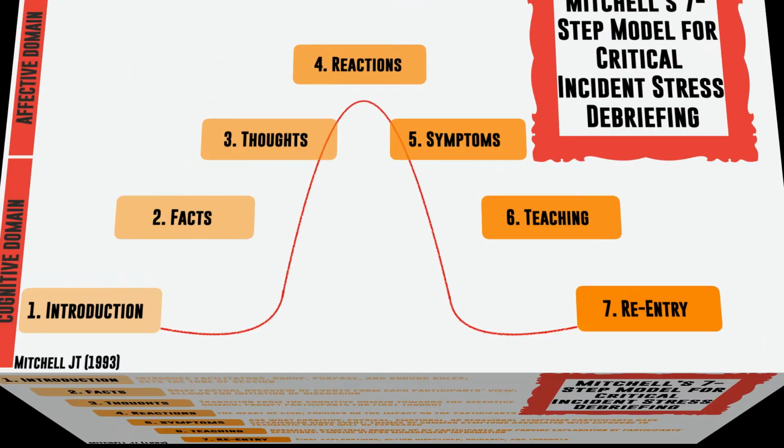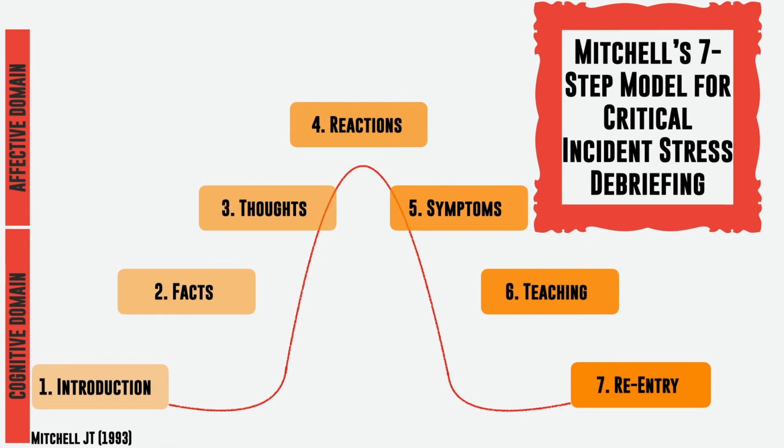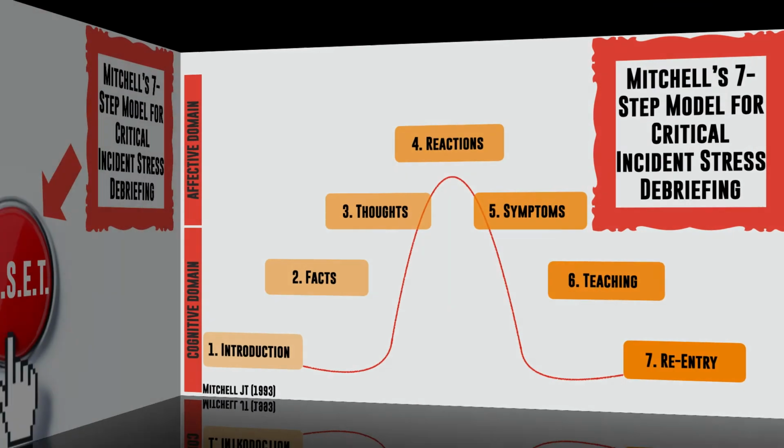Let's take a look at Mitchell's 7-step model for critical incident stress debriefing in graphical form. This really highlights and hones in on the fact that you have to be empathetic towards others' emotions, which is a critical part of the R.E.S.E.T mnemonic.